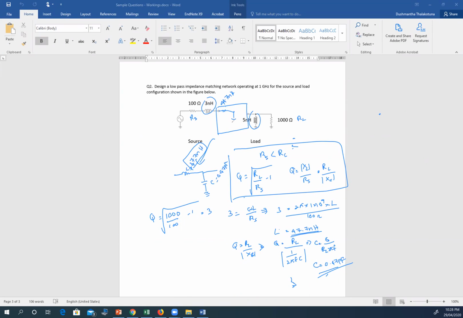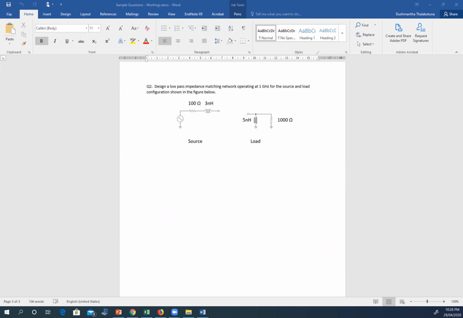And then you have a capacitor. You need a capacitance of 0.47 picofarad. But you don't need this 5 nanohenry, so you need to cancel it out. So I will just clear this out a little bit again. What I add is not 47.7, it's 44.7 nanohenry, and that came from 47.7 minus 3.